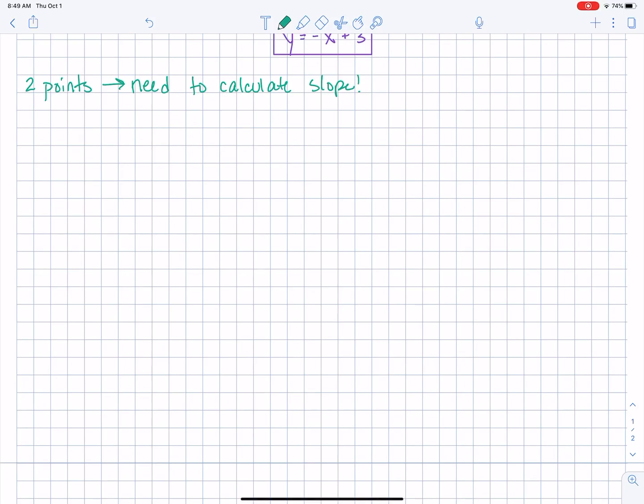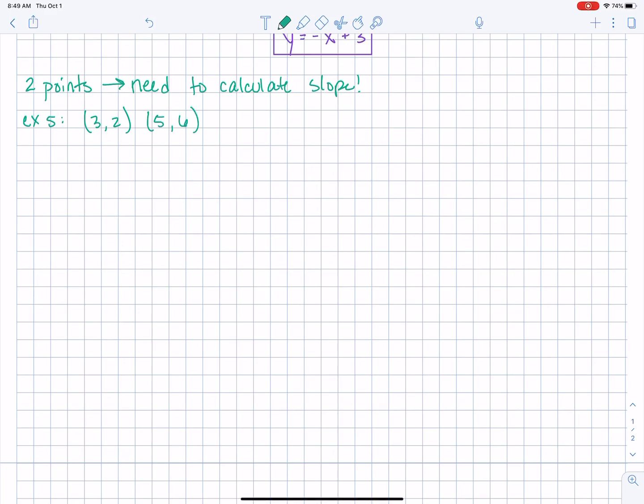So first thing is that you're going to need to calculate slope. Once you calculate slope, you can go ahead and use your point slope form. So let's start here with example 5. I'm going to give you the 2 points, 3, 2, and 5, 6.